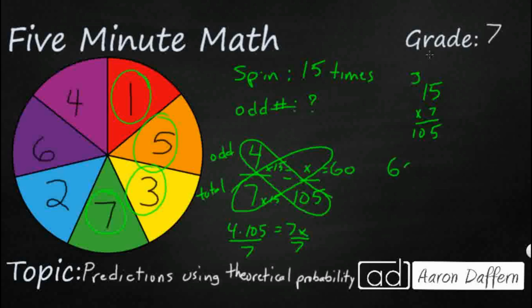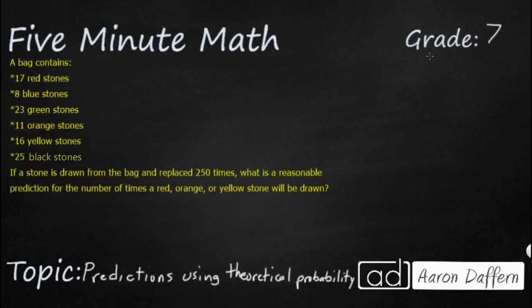So 60 over 105 reduces down to 4/7. Now, that gives us our answer here, and let's look at another example.